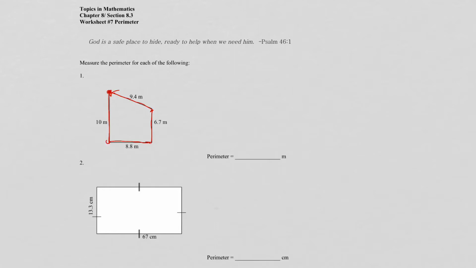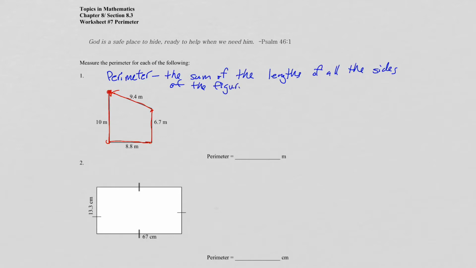So that's kind of the idea, but the formal definition in the textbook is that a perimeter is the sum of the lengths of all the sides of the figure. And it doesn't matter what the figure looks like. If it's two-dimensional, you can start in one spot and go all the way around it.